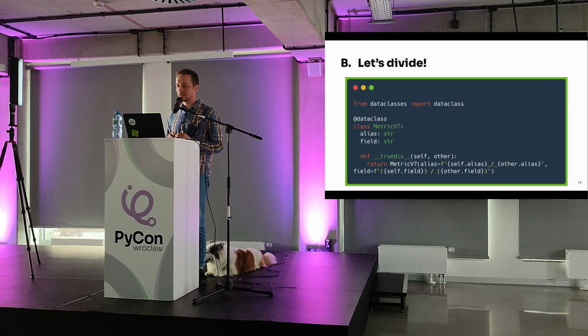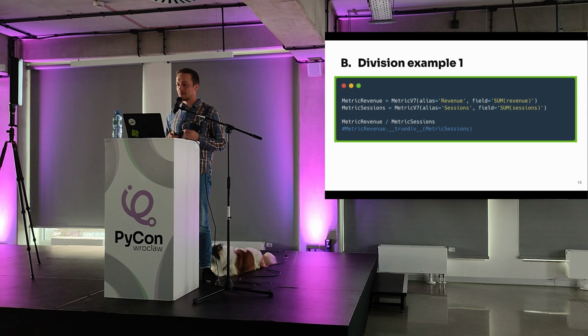In order to do that, we define the truediv dunder method. When a metric is divided, the Python interpreter calls the truediv method under the hood. This method creates and returns a new metric object, but we derive the new alias by inserting a division operator between the aliases, and we do the same for the field.